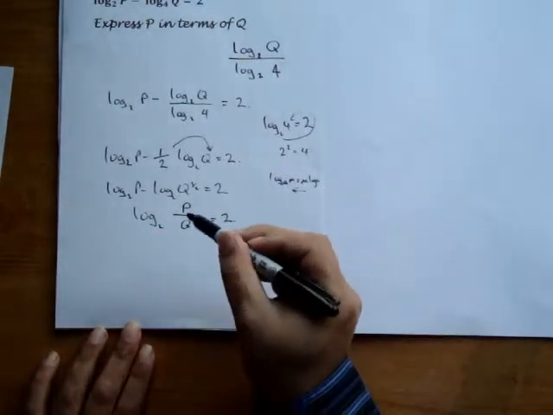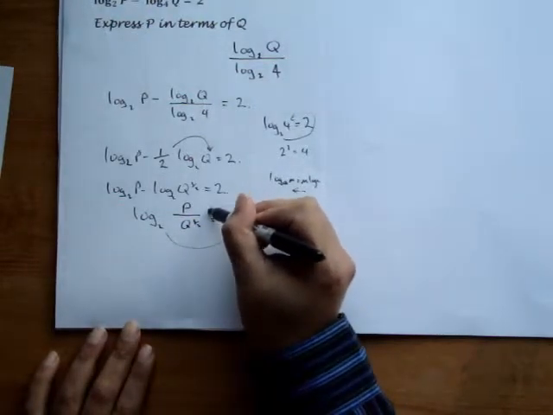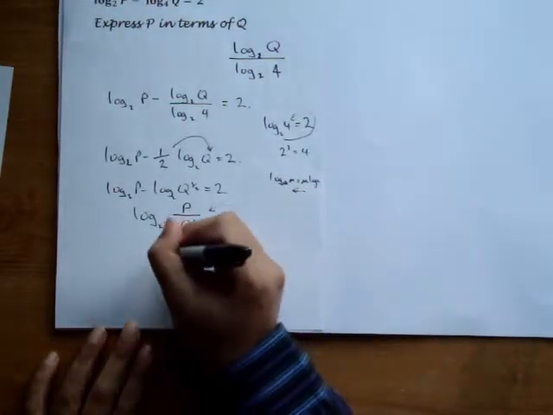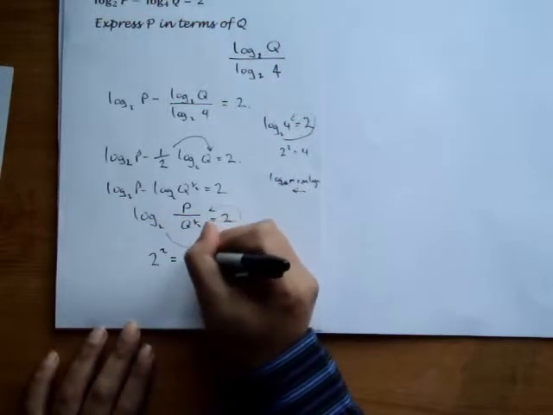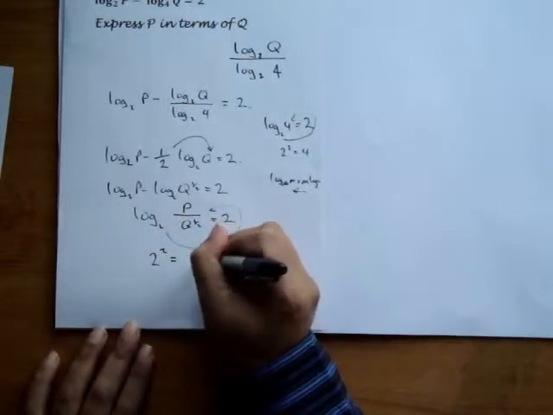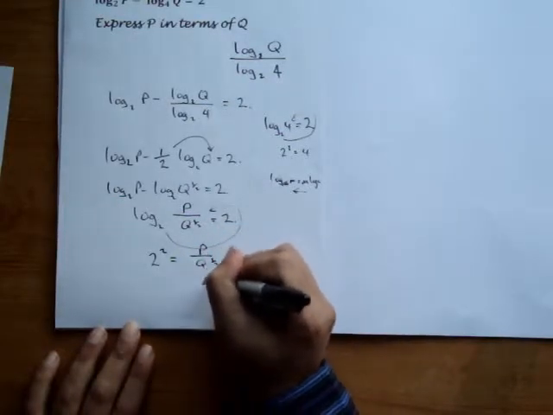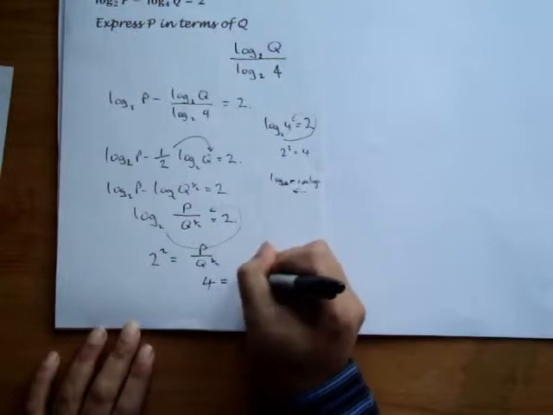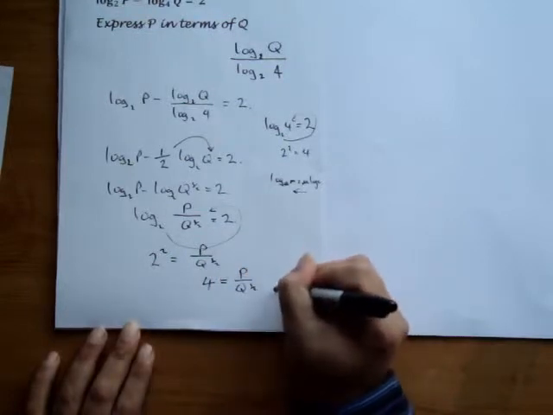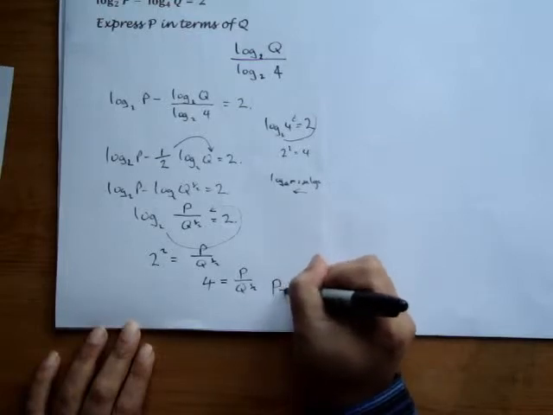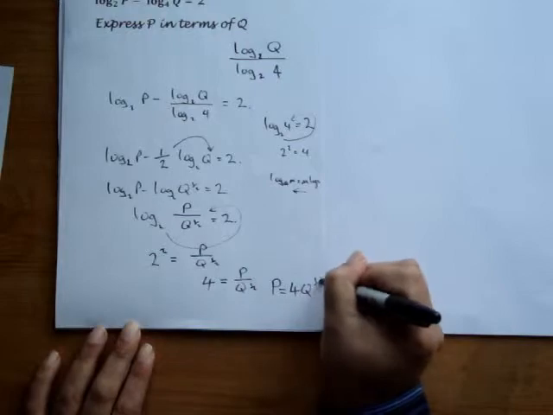Now what we can do is, again, apply our rule, which goes up there. So 2 to the power 2 equals p over q to the half. So that's 4 equals p over q to the half. And then our final answer, p equals 4 q to the half.